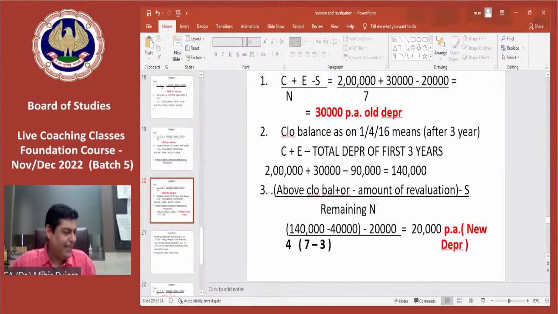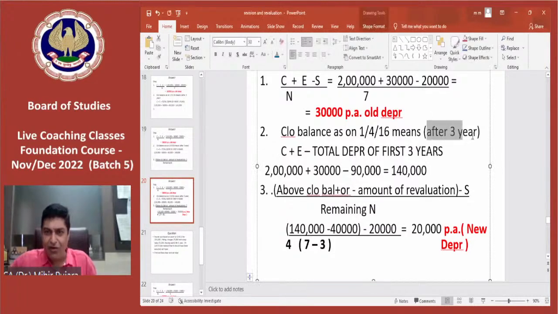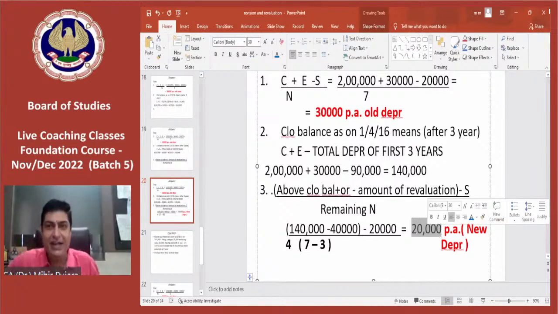But now I hope it is clear. Clear, guys? Okay. So for first 3 years, Depre will be 30,000. And from fourth year, it will be 20,000, guys.